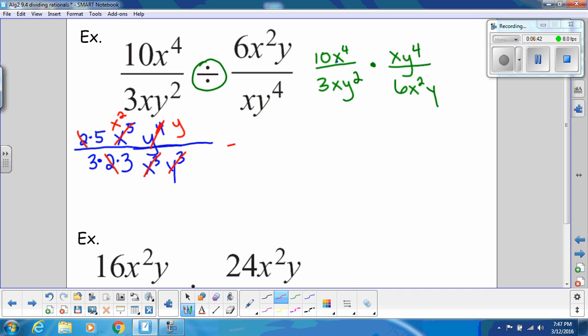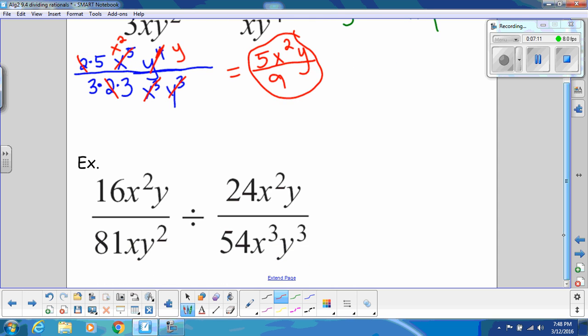So what do we have left? In the numerator, I have 5 times x squared times y. And then in the denominator, I have 3 times 3 is 9. And I don't have any more variables. They all got canceled. So here's my final answer. Notice that I don't have any numbers I can reduce, and I don't have any more variables that can cancel. All right, let's do the next one, and we'll try to do this one a little bit more quickly.